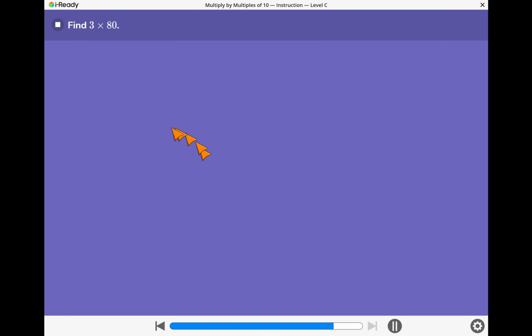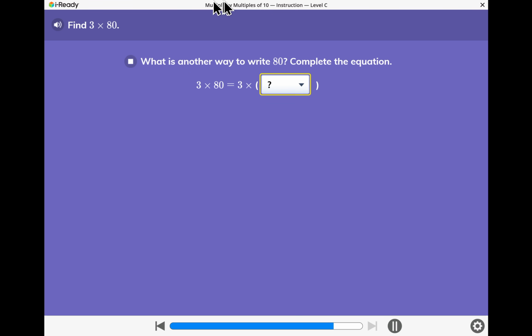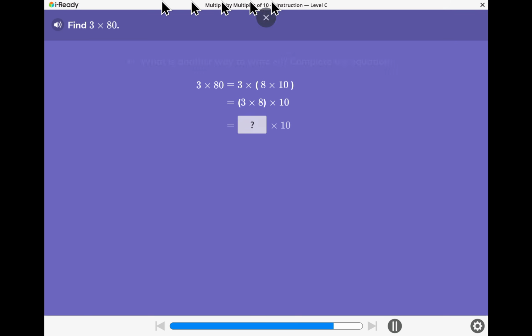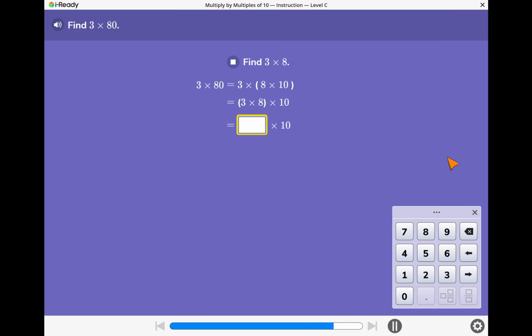Find 3 times 80. 80 is a multiple of 10. What is another way to write 80? Complete the equation. Let's group the factors to multiply by 10 last. Find 3 times 8.